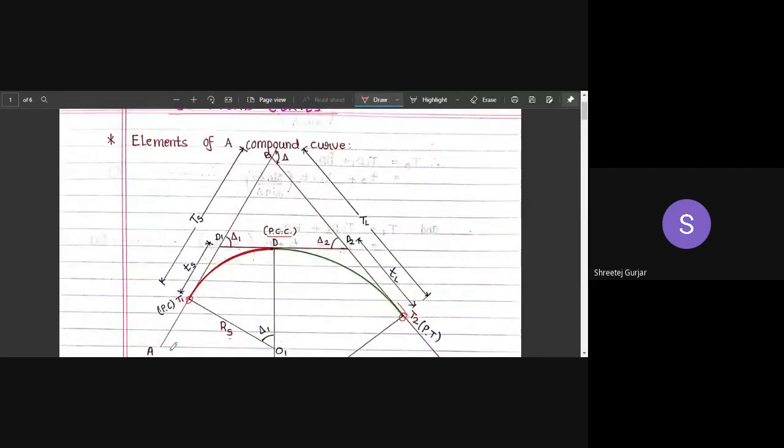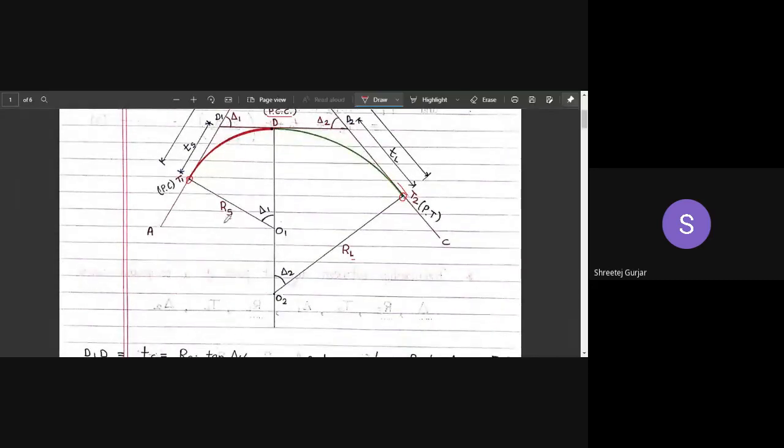Next, we know this particular tangent, right? This is your back tangent, A, T1, D1, B. This particular line is our back tangent. This particular line is our forward tangent, as we know from the simple curves we have learned. And this point, capital B, is the point of intersection, PI. The angle subtended between these two is delta.